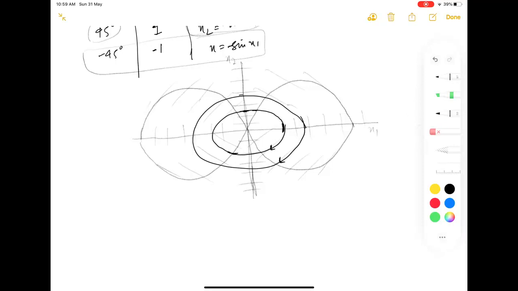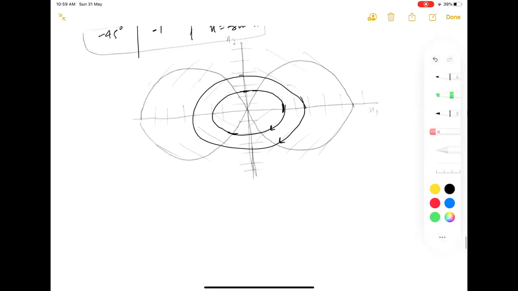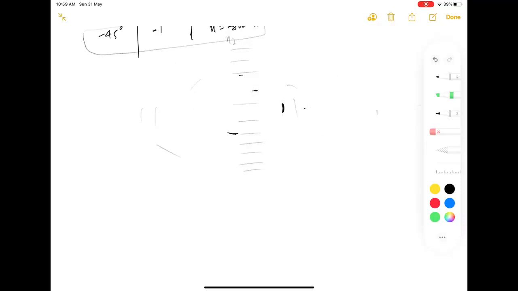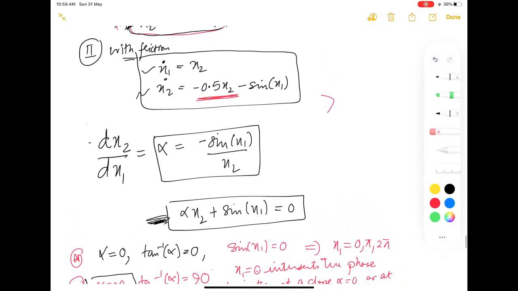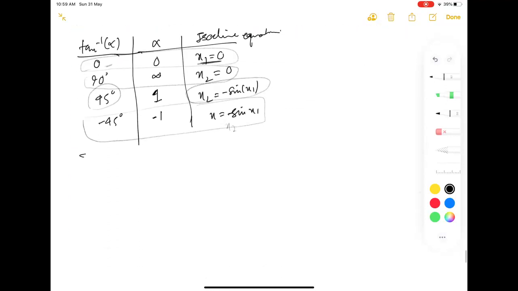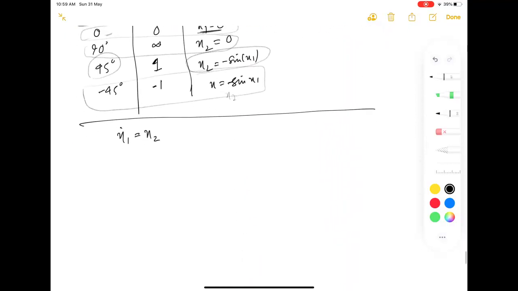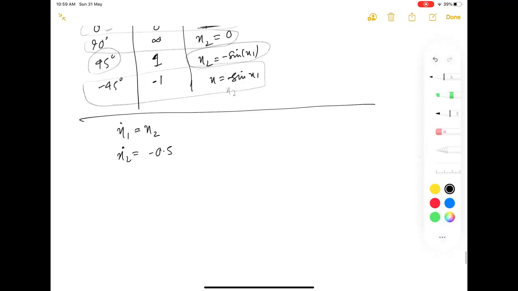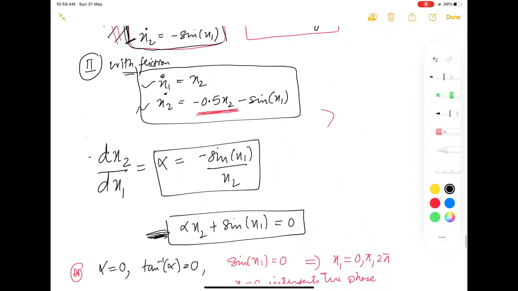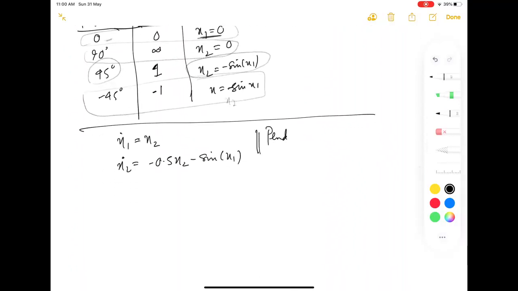without stop. Okay. Now the same example you can extend to the case where you have friction. So when you have friction, the equations are slightly different. The equations, as you saw here, are given by this set. Let me write the equation there. x1 dot is equal to x2. This is pendulum with friction, and x2 dot is equal to minus 0.5 x2 minus sine x1. This is pendulum with friction. Now again, the same method applies.